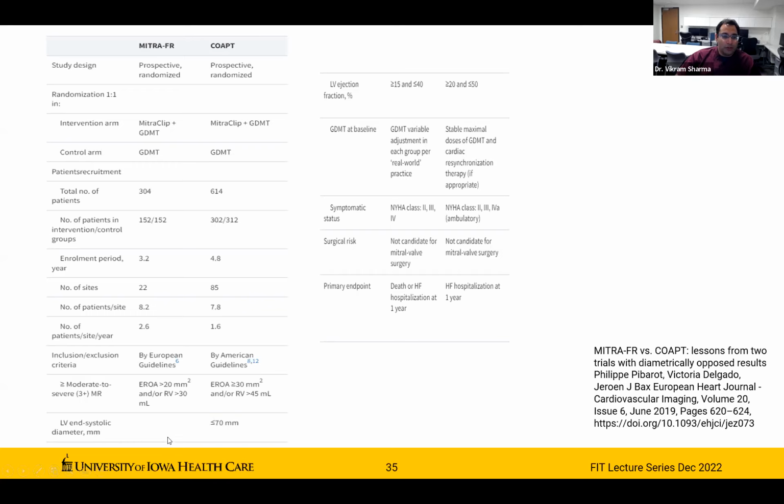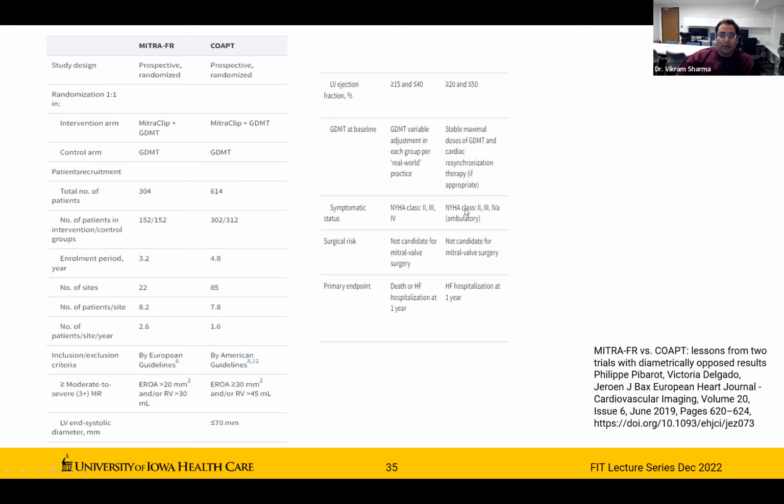Also, as I mentioned, there was no upper cutoff for the LV end systolic diameter in the MITRA FR trial, whereas in the COAPT trial, there was a cutoff of less than 70, preventing patients who had severely dilated left ventricles from being enrolled in that study. And then we talked about the LVEF cutoff being slightly on the lower spectrum, between 15 to 40% in the MITRA FR, and between 20 to 50% in the COAPT trial. So those might explain some of the differences.